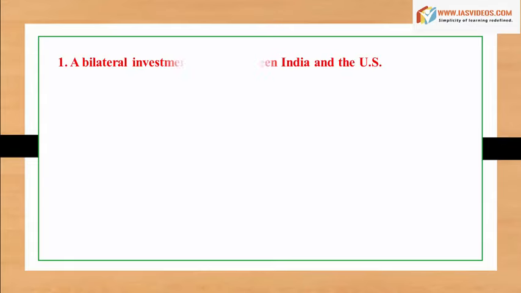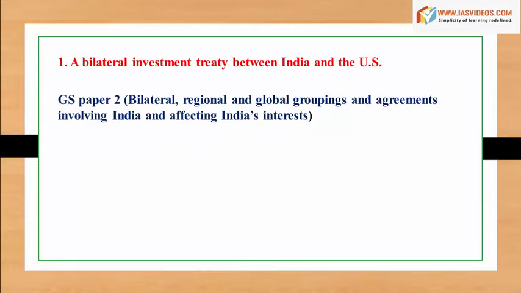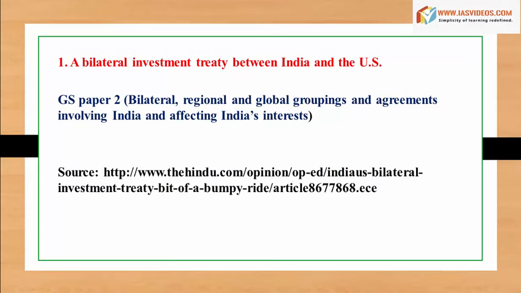1. A bilateral investment treaty between India and the US. GS Paper 2. Bilateral, regional and global groupings and agreements involving India and affecting India's interests.